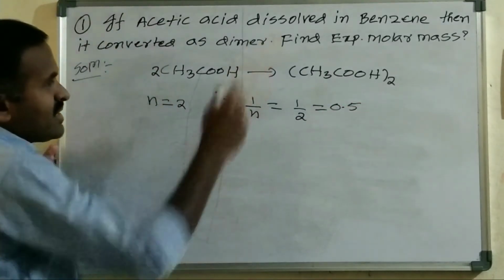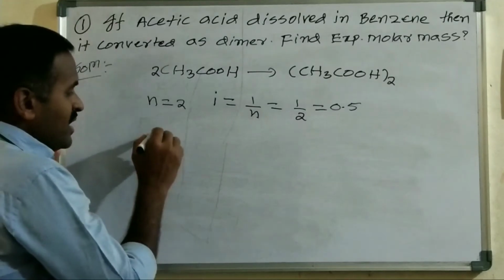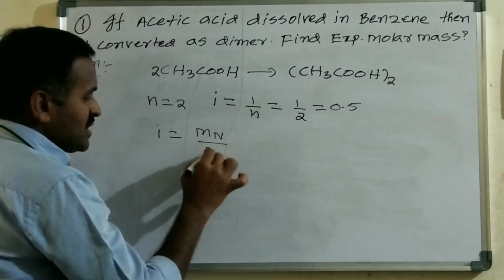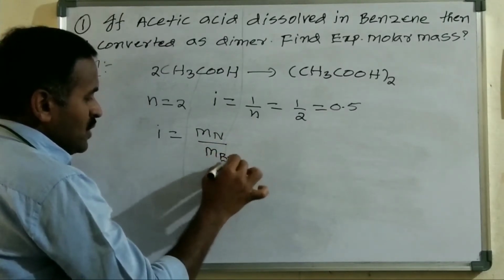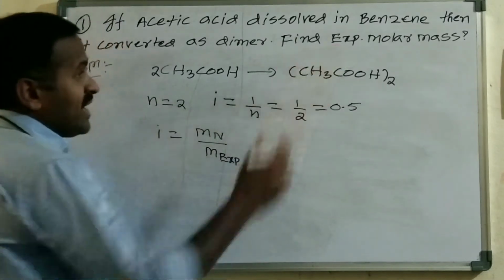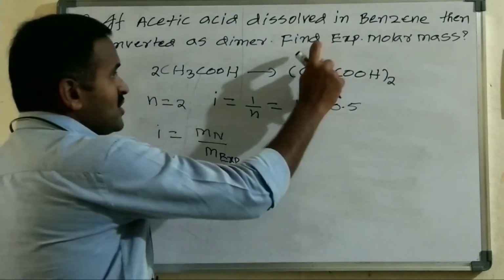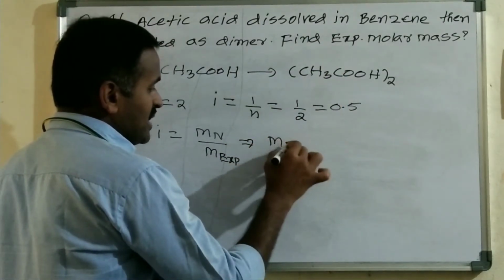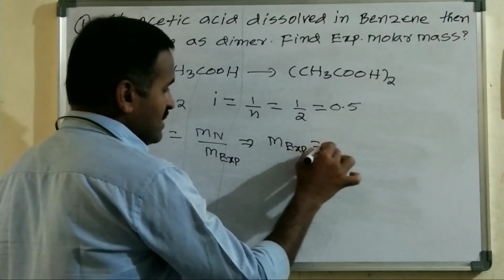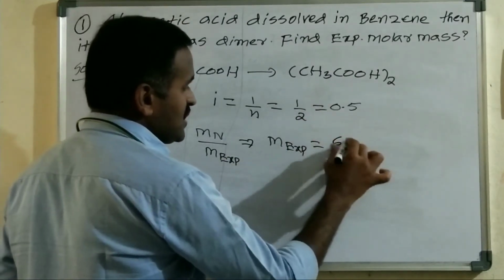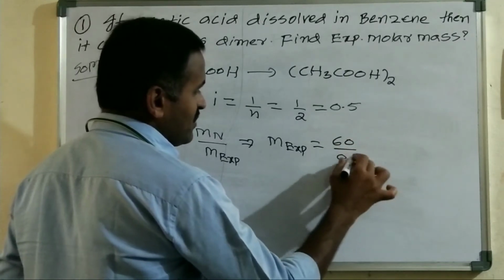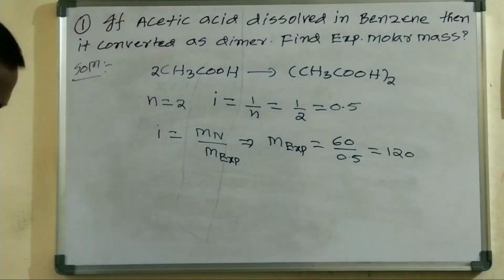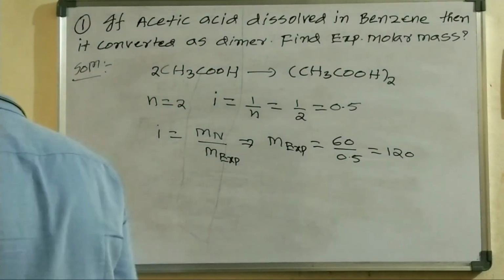Here they are asking for its experimental molar mass, and the Van't Hoff factor i is equal to M normal divided by M experimental. So here m experimental is equal to M normal, which for acetic acid is generally 60, divided by the Van't Hoff factor 0.5, and after simplification this is 120, which is the experimental molar mass. So this is one problem.